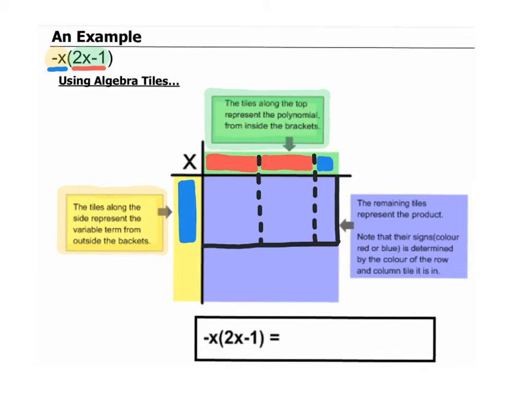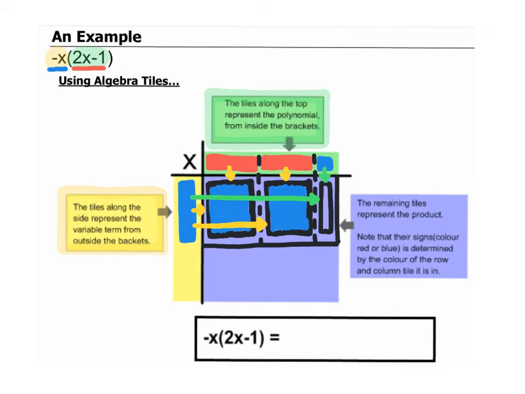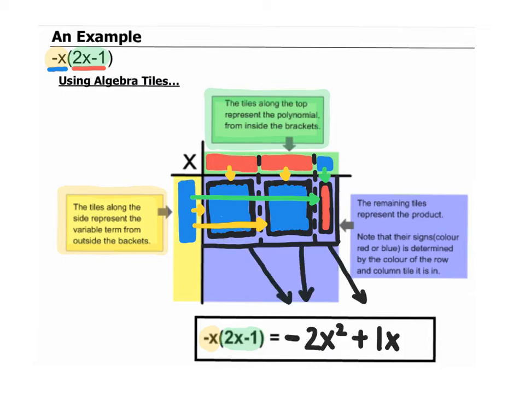This creates our area template within which we can draw the appropriate tiles. Our area in this case is made up of 2 big squares, or x squares, and 1 rectangle, or x tile. We can determine the sign or color of each tile using our multiplication rules for integers. When a negative is multiplied by a positive, we get a negative. And when a negative is multiplied by another negative, we get a positive. We can see from what is represented inside our area rectangle that negative x multiplied with 2x minus 1 is negative 2x squared plus 1x.